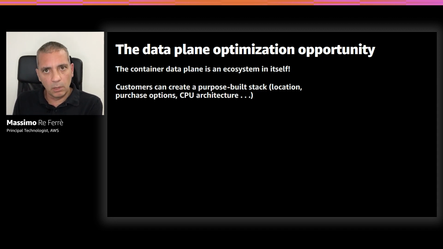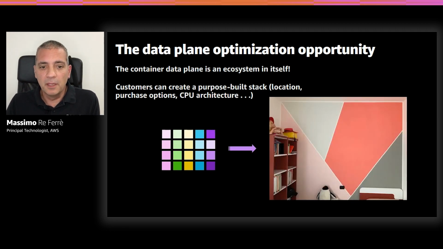Some of these dimensions, but we'll go a little bit deeper as we go through the presentation, they may represent the location, the purchase options, the CPU architecture, and many other things. I like to describe this as a kind of Build-A-Bear approach, if you will. The other parallel that I usually use is that it's like if you have a number of colors in your palette and you need to paint a wall, right? You can pick the colors that you need and paint the wall exactly the way that you need to do that.